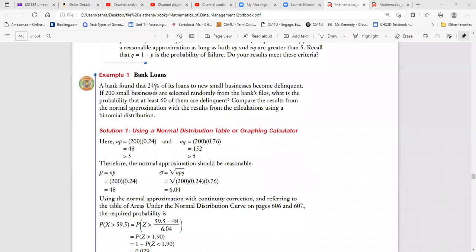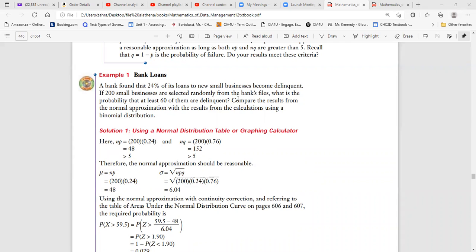Now let's do an example. A bank found that 24% of its loans to new small businesses become delinquent. If 200 small businesses were selected, so your N is 200, P is 0.24, 24 divided by 100. What is the probability that at least 60 of them are delinquent? At least 60 delinquent means P of X greater than or equal to 60. Since 60 is included, we need to say X greater than 59.5. Make sure 60 is included in that interval.